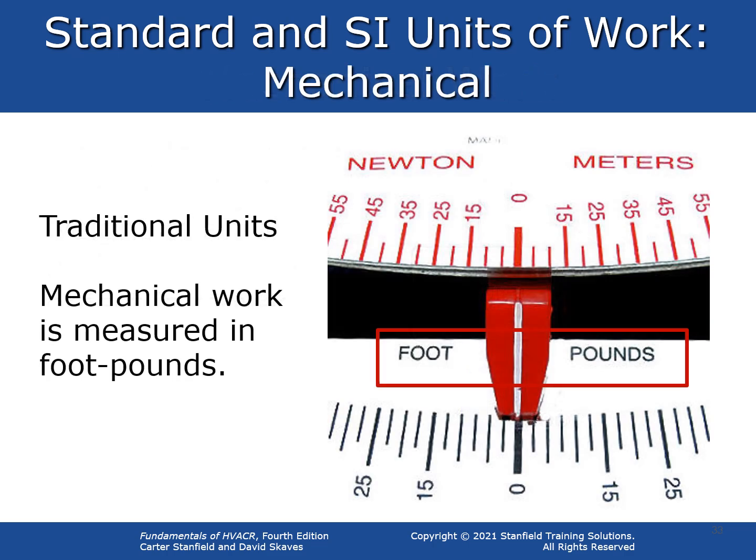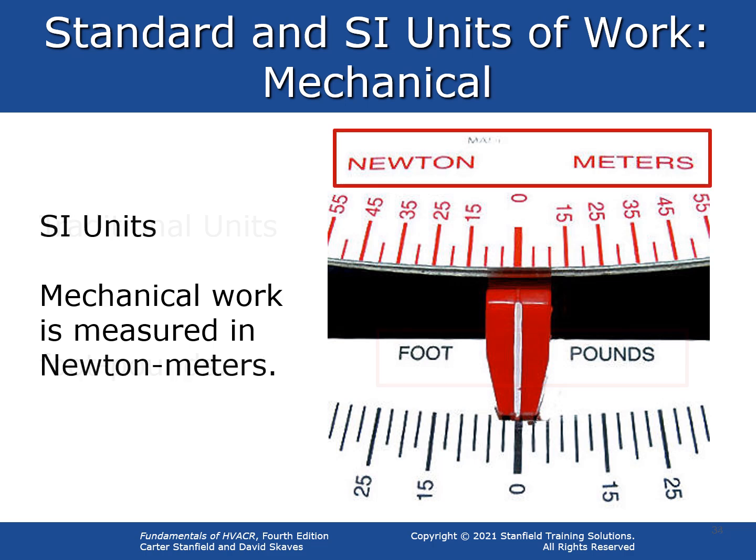Torque wrenches are used to measure the amount of mechanical work put into turning a bolt. Standard torque wrenches are calibrated in foot-pounds. A Newton meter is the product of multiplying the force in newtons times the distance in meters. SI torque wrenches are calibrated in Newton meters.